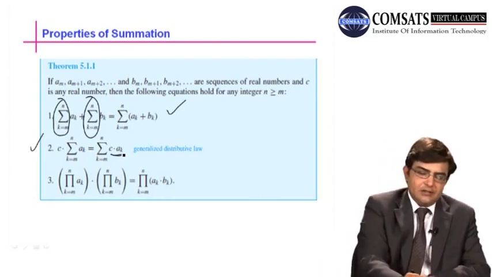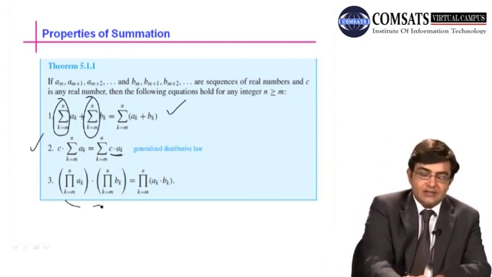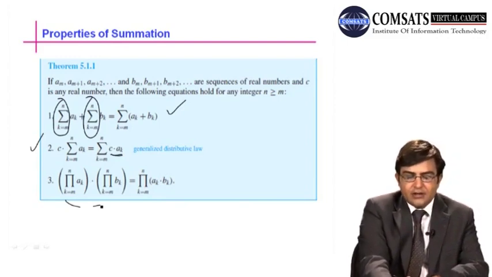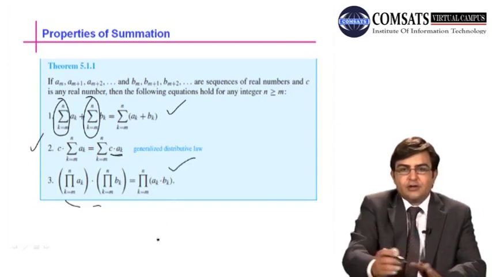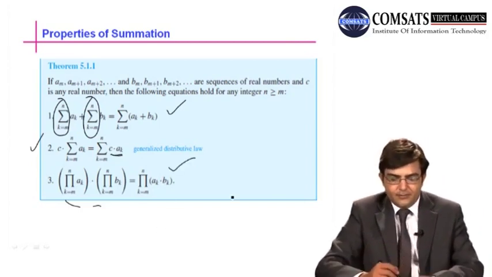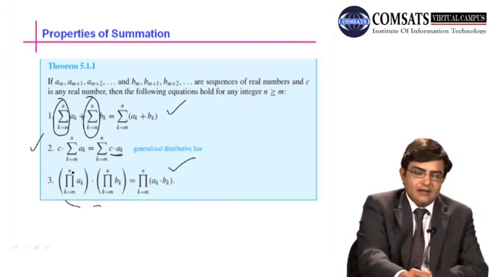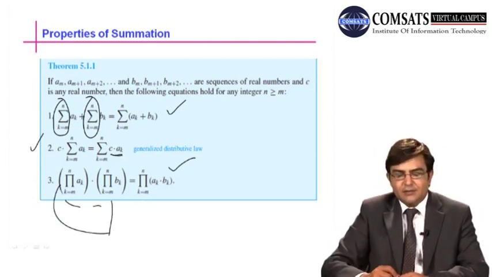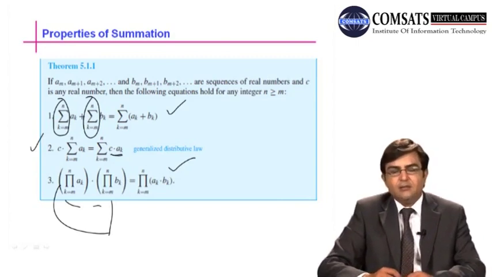The property of product notation is that the product from k equals m to n of a_k and the product from k equals m to n of b_k, where a_k and b_k are two different sequences, we can write as this, as a product of a_k times b_k. But the same thing here is that the variation of the index must be the same in both product notations.